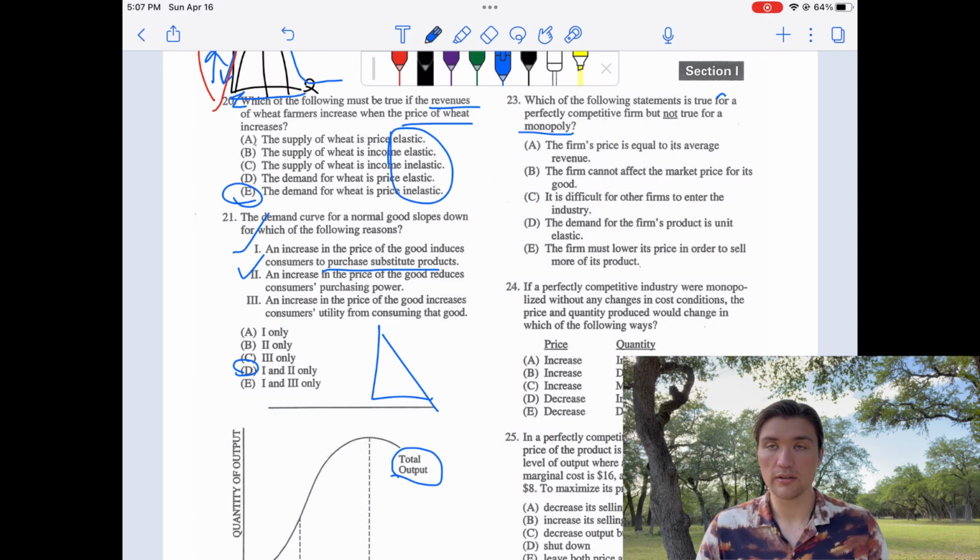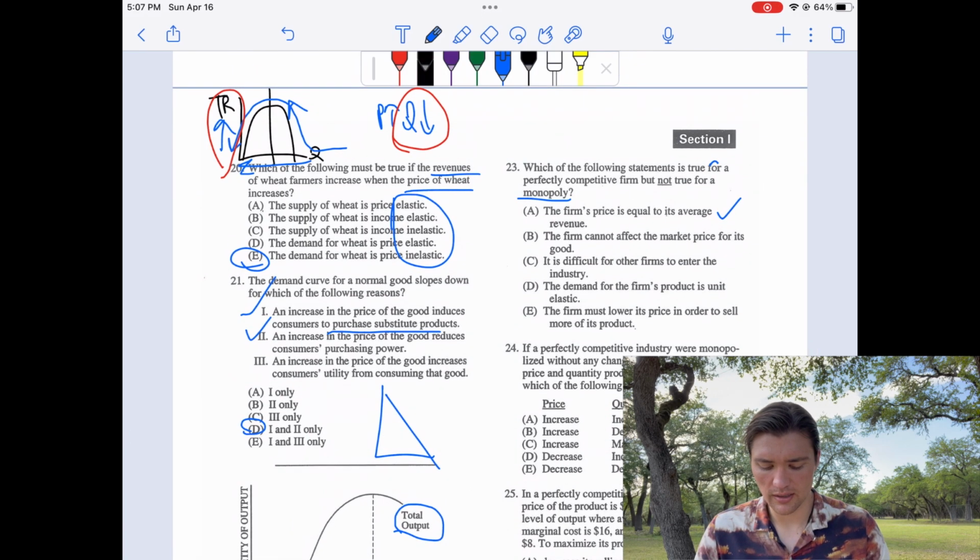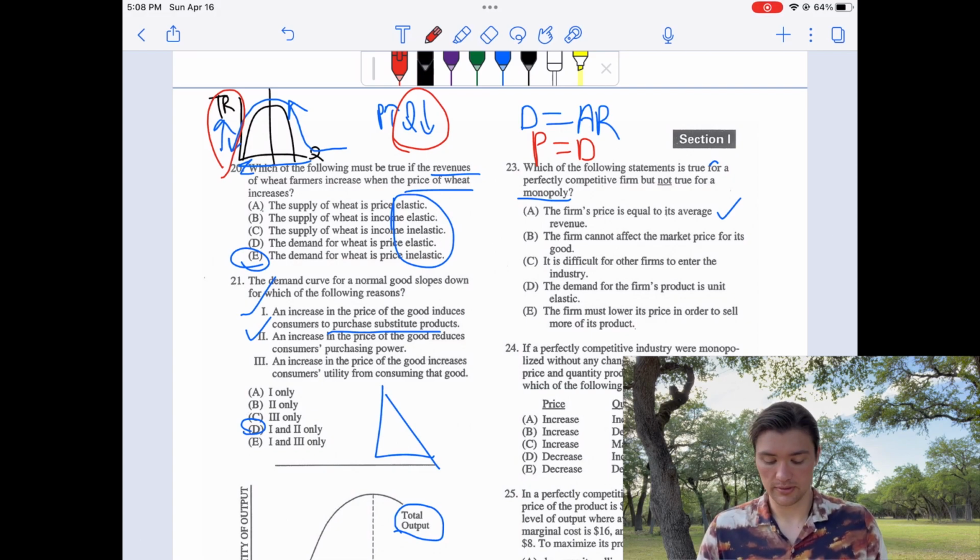So all of these are true for a perfect competition, all right? Is your price equal to marginal revenue? Yes, your price is equal for that and for a monopoly, because anytime you're doing demand, your demand is your average revenue. And how do we find the price for any market? We go up to demand. So that would be our price is our demand. And so your demand is your average revenue. That's true for perfect competition and monopolies.